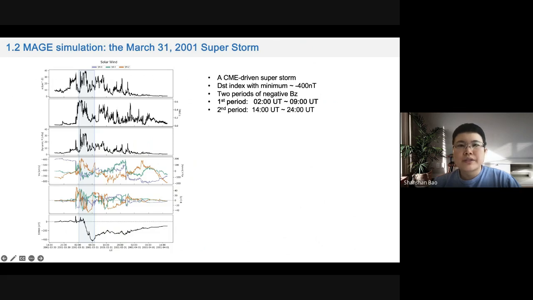The event we choose is the March 31st, 2001 superstorm, where the IMAGE satellite and the DMSP are both in operation, so we can get better data or a view of the plasmasphere geometry. This is a CME-driven superstorm with Dst dropping to minus 400 nanotesla, and it has two periods of negative Bz, but in this study we will just focus on the first period in the shaded area.